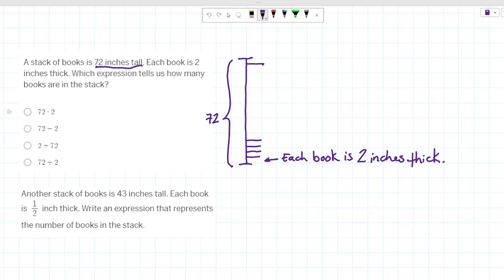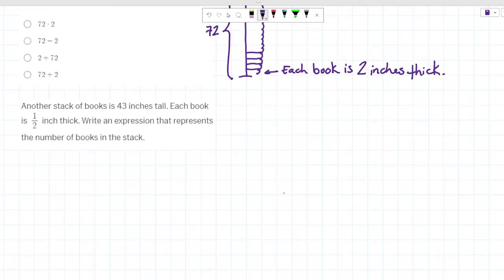So now what we want to do is convince ourselves that this really is the expression we're looking for. With 72 divided by 2, that's asking how many groups of 2 are in 72. So we're asking how many groups of these 2 inches do we have in the entire stack? And that'll tell us how many books are in the stack, because we're thinking of these 72 inches as being grouped in these 2-inch groups formed by the books. So this one would be 72 divided by 2.